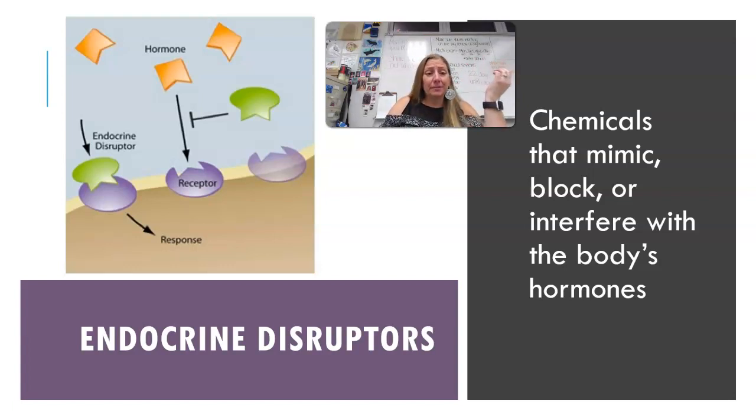In this particular instance, what we're seeing is that the green endocrine disruptors are blocking the hormone's ability to bind to the receptor. So whatever the response was, maybe the cell is going to produce something, the cell will not be producing that compound because the hormone is not able to bond to the receptor, because the endocrine disruptor is blocking it. So these endocrine disruptors can either mimic or block, which makes them interfere with the body's hormones. That's the really quick version of it.